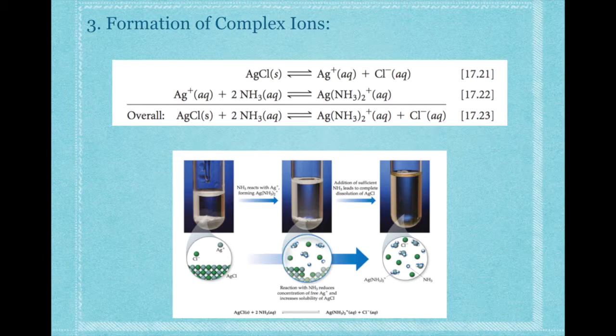So this third way of altering the solubility of an ionic solid is if a complex ion is formed. So what you should notice is that the first reaction, 17.21, you've got silver chloride, and it's going to break apart into silver ions and chloride ions. Now, if you were to add ammonia to that reaction, what happens is ammonia is going to form a complex ion. That's Ag(NH3)2 with a +1 charge.